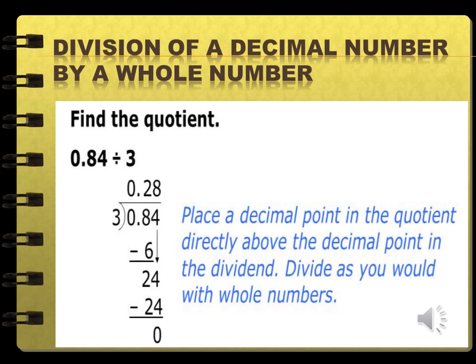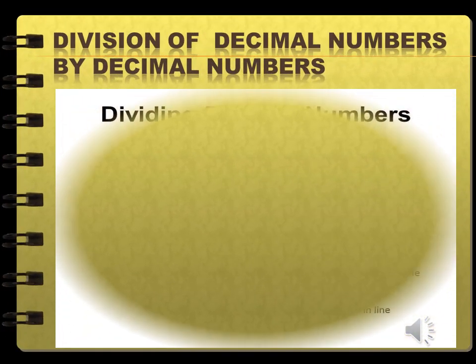The example taken here is 0.84, which is a decimal number and the dividend, divided by 3, which is a non-decimal number. So in the table of 3, what goes into 8 is 2 times, that is 6. You find the difference of 8 and 6, you get 2. Taking 4 forward, you get 24. Then in the table of 3, 24 goes 8 times. So the answer here is 0.28.